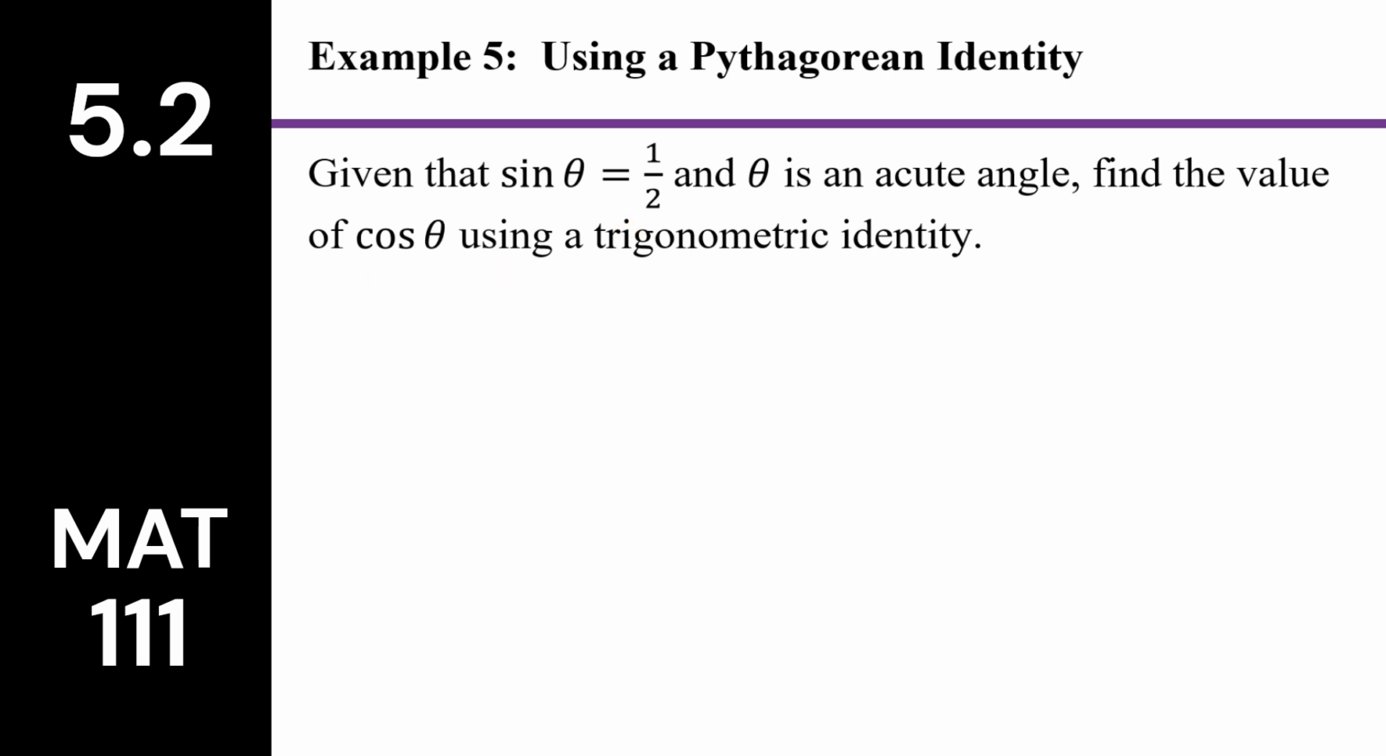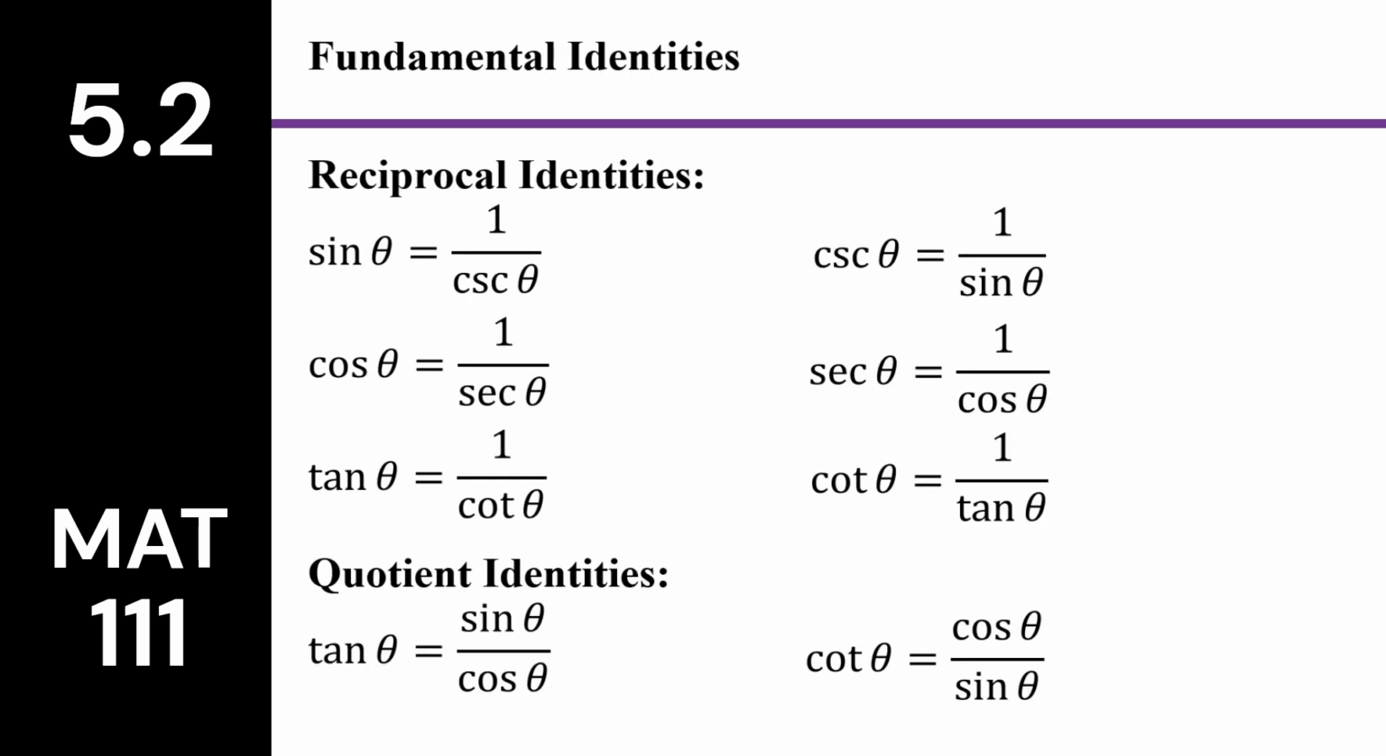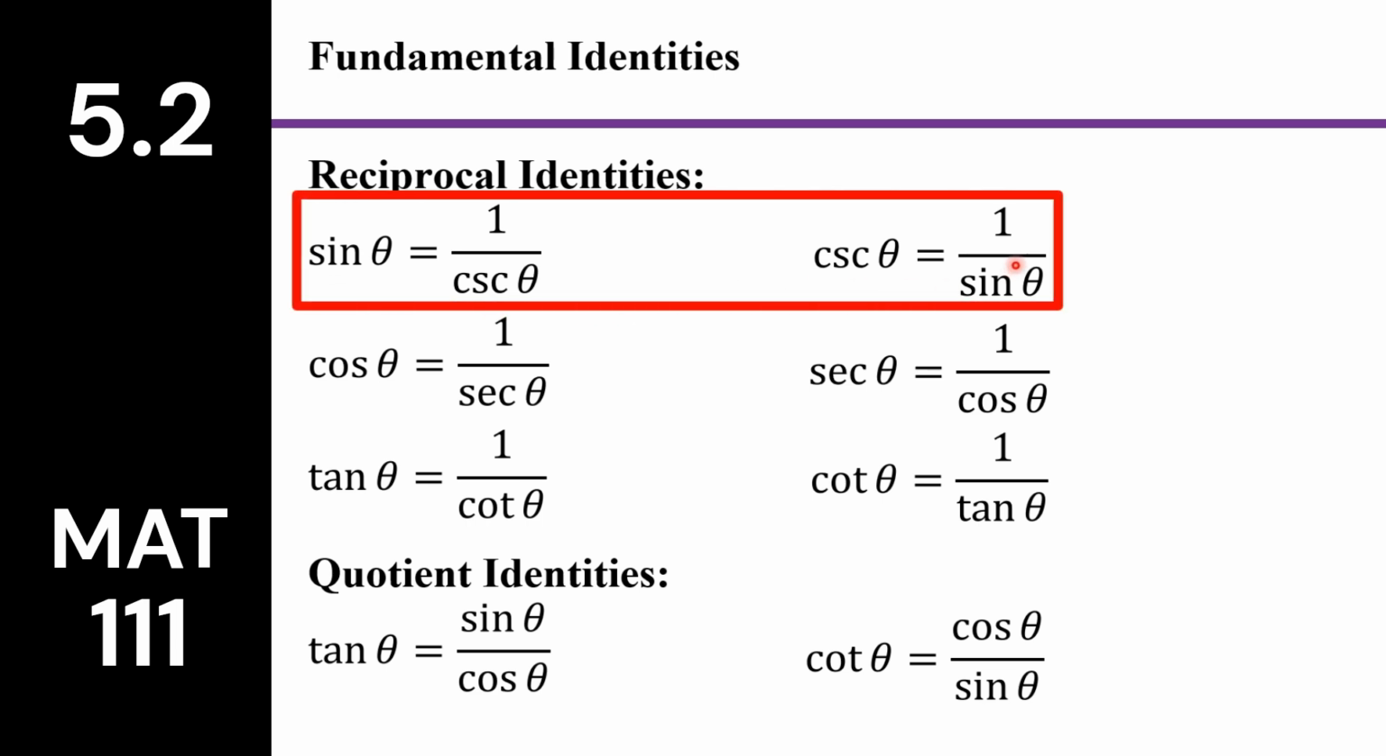In this example, we're given the sine of theta is 1/2, and we're looking for the cos of theta using a trig identity. Notice that the identities we had before will not be sufficient in this problem because with the sine, we're able to find the cosecant using this reciprocal identity, but given the sine, we won't be able to find any of the other 4, and the one they're asking for is the cosine.